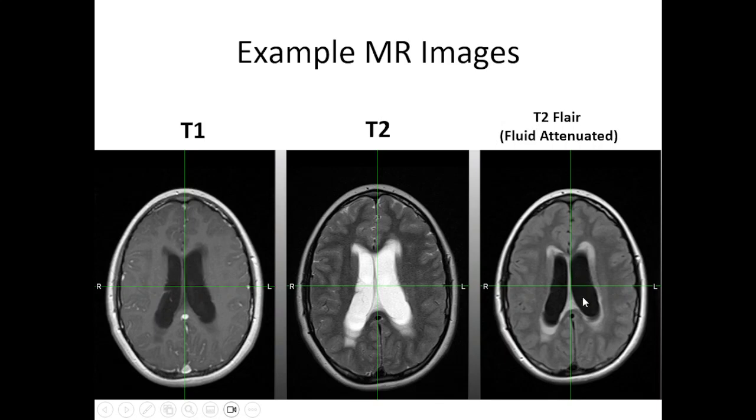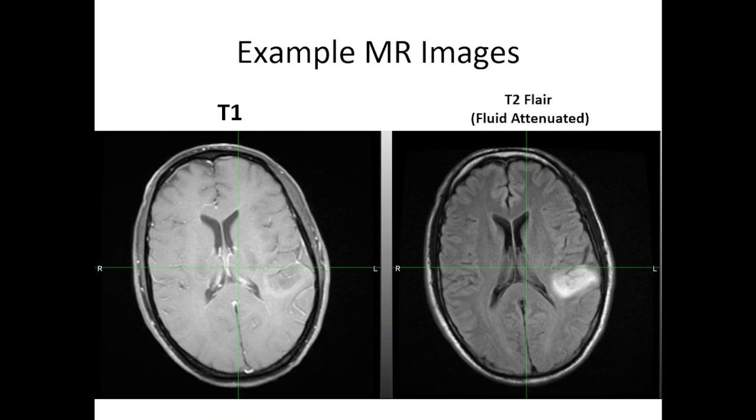inversion recovery. This pulse sequence particularly suppresses the CSF, and therefore you can see the CSF appears dark on this T2 FLAIR image compared to a regular T2 image. T2 FLAIR is usually used to enhance edema, since it suppresses the fluid to make the edema appear more obvious. And here is another example of T2 FLAIR, and we can see by suppressing the CSF, we can see the edema better.